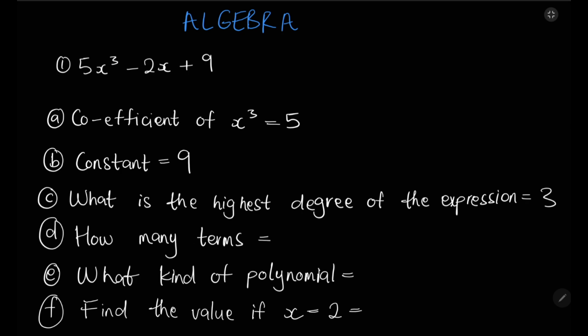How many terms does the expression have? 1, 2, 3. Remember, terms are separated by the plus or minus sign. There are 3 terms. What kind of polynomial is it? How many terms do we have? We have 3 terms, which means it's a trinomial. Remember, a monomial has 1 term, a binomial has 2 terms, and a trinomial has 3 terms.